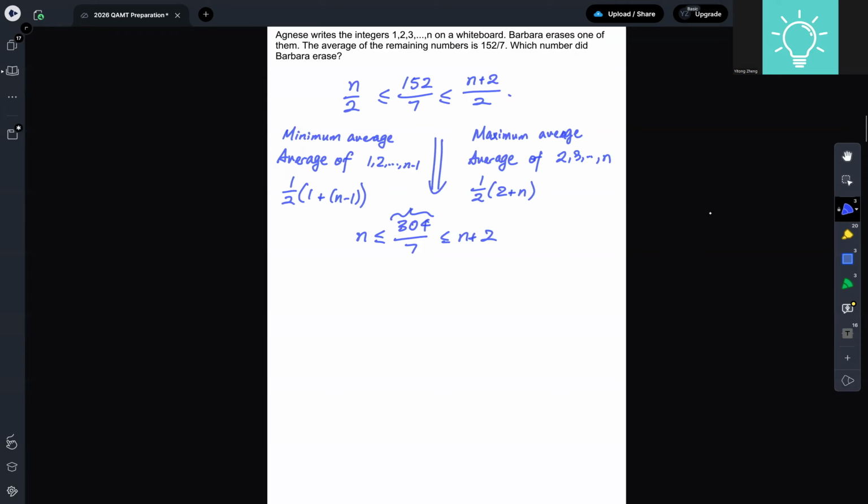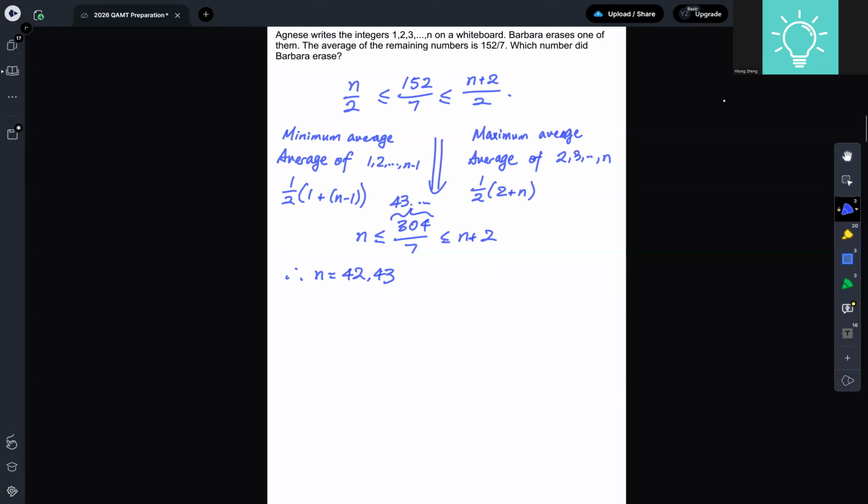So 304 divided by 7, what is it going to be? That's 43 point something, right? Don't really need to care what it is. So 43 point something lies between n and n plus 2. So, therefore, I can conclude n could equal 41. 41, that's not possible. n equals 42 or 43. If n is 41, n plus 2 is 43, which is less than 304 over 7.